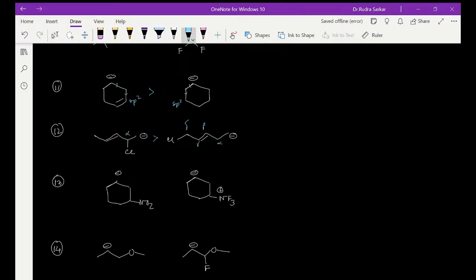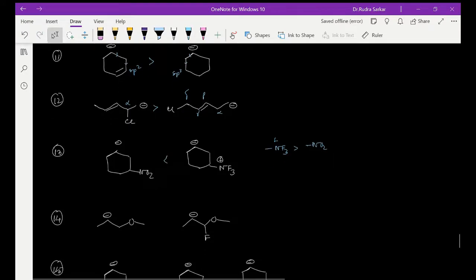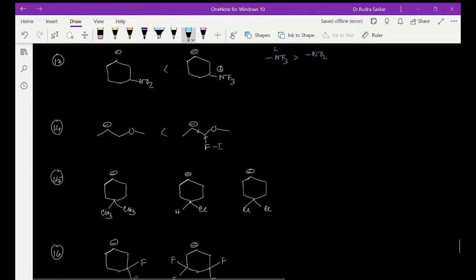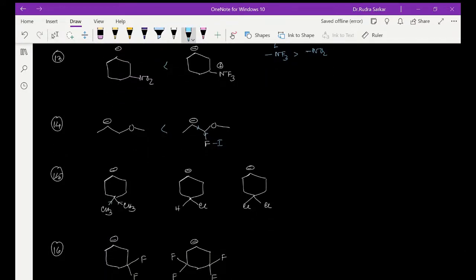Out here among NO2 and NF3, obviously NF3 plus is having more minus I effect than NO2, and hence this will be stabilizing the carbanion more than the NO2. In this compound there is an extra fluorine, and due to the minus I effect of the fluorine or electron withdrawing effect of fluorine, second molecule will be more stable than the first one. Here we can see the CH3 groups are showing plus I effect, and there are 2 of them, which will destabilize the carbanion as electron donating groups destabilize carbanion.